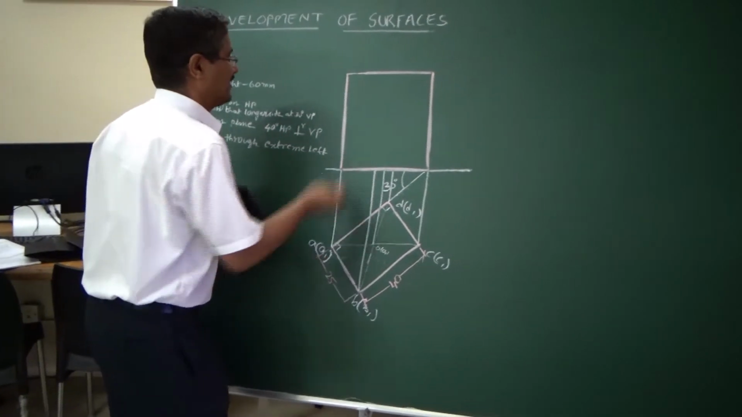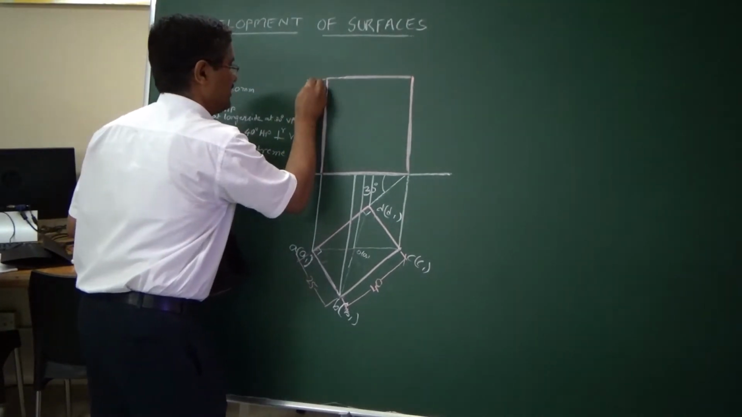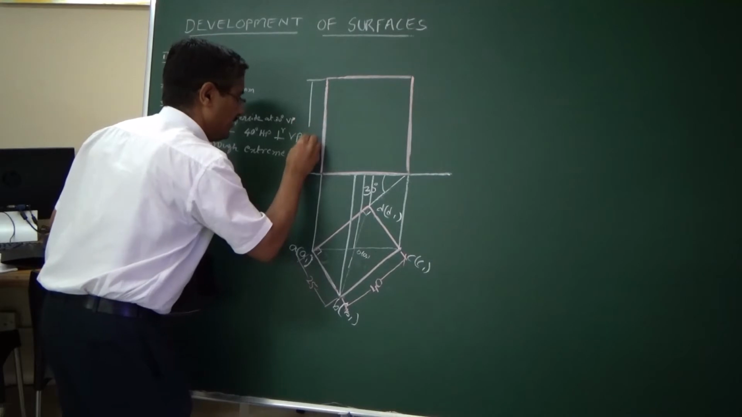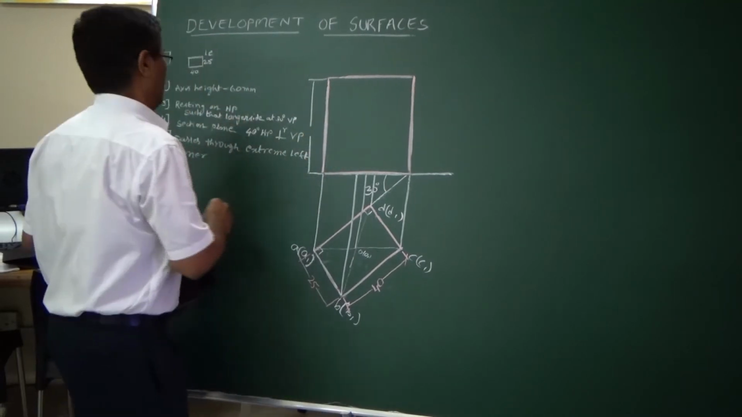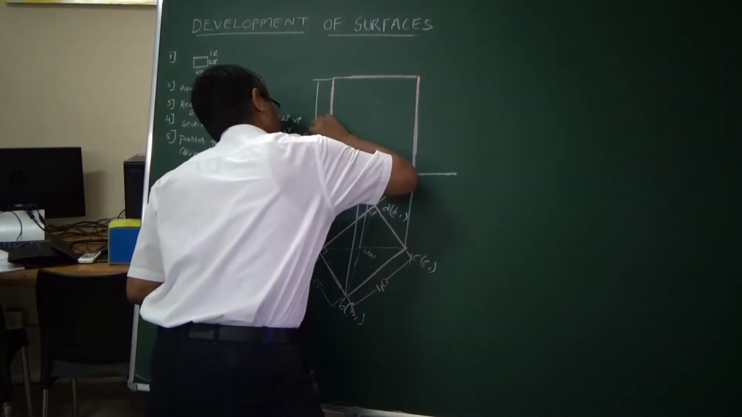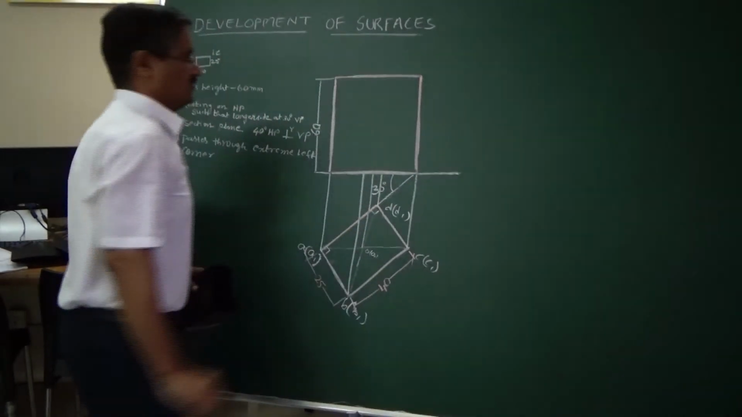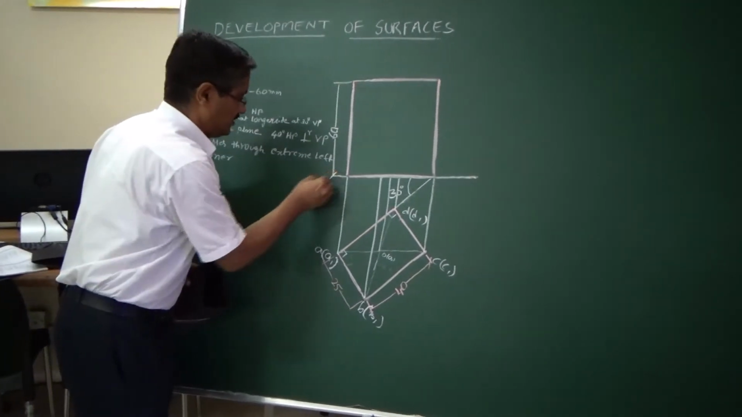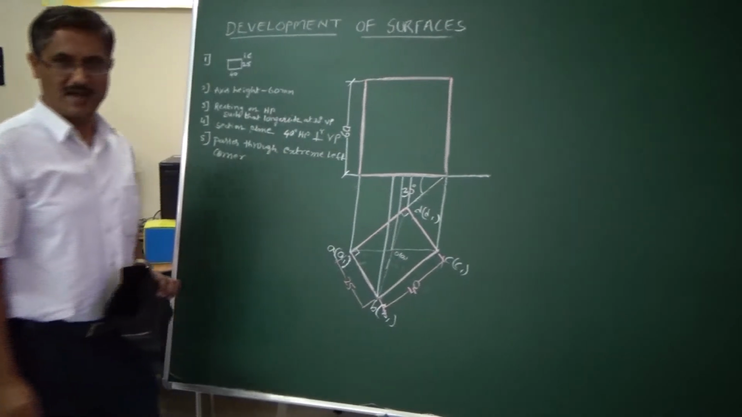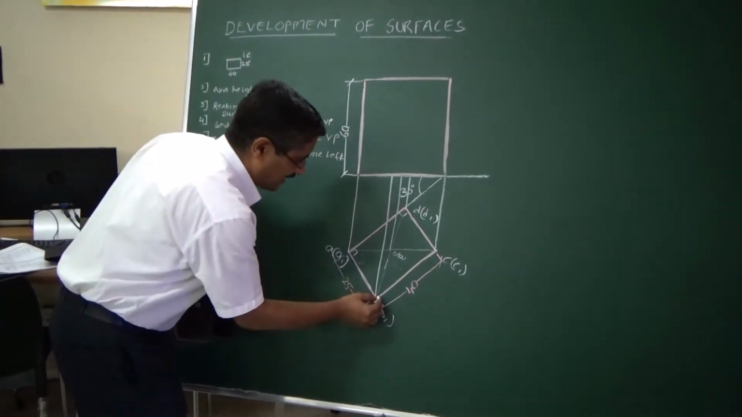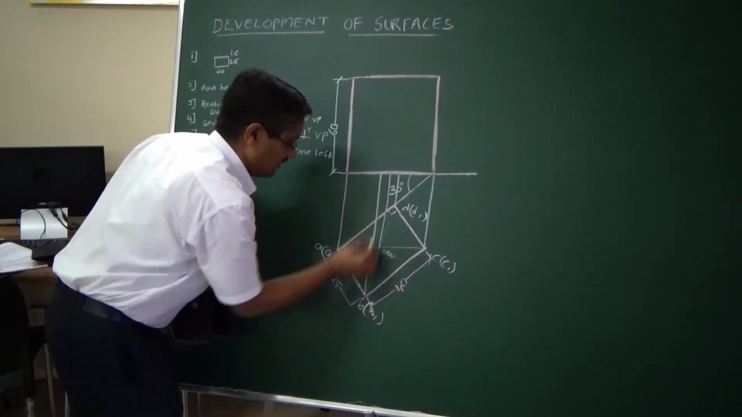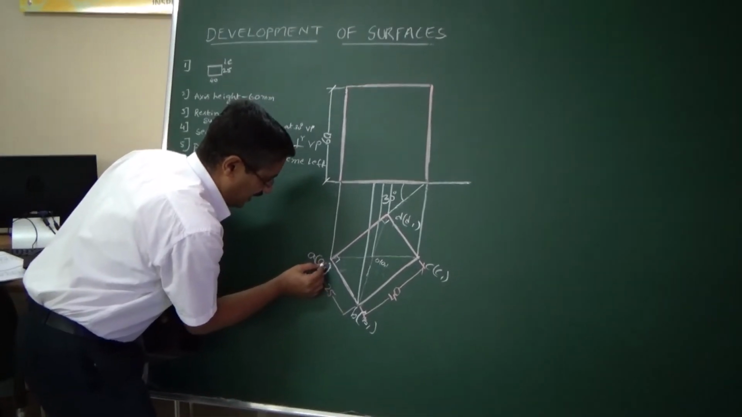You have to mark the height here, so you have to represent the height. The height in this case is 60. You write it as 60. So this will represent your 60 mm height. Now the axis line is there. You can just take it one by one.